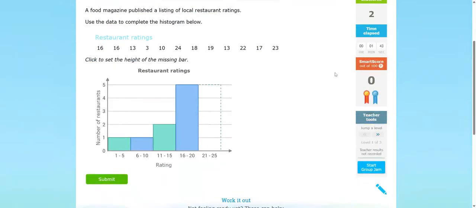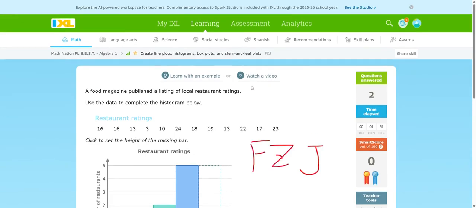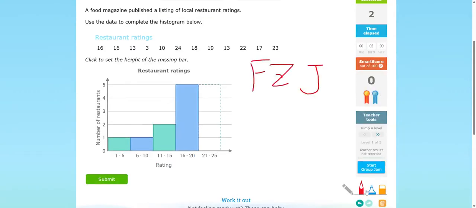All right, so this is IXL FZJ, and it's creating line plots, histograms, box plots, and stem and leaf plots. So let's go ahead and trash all that. All right, so now it's like, okay, click.